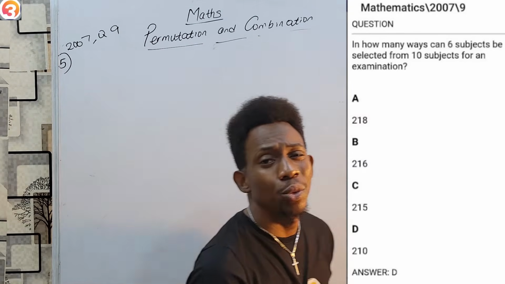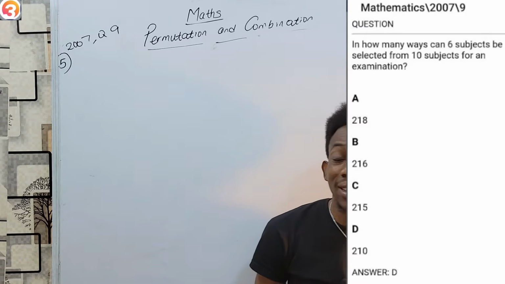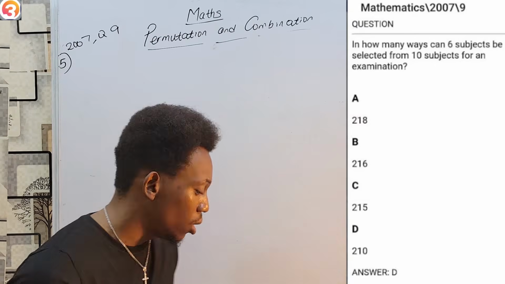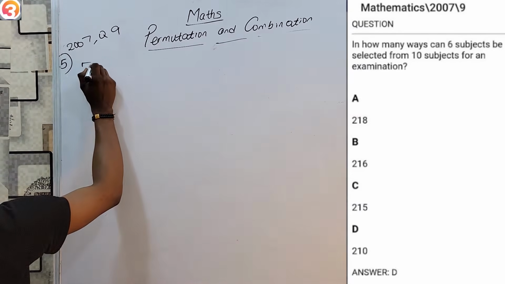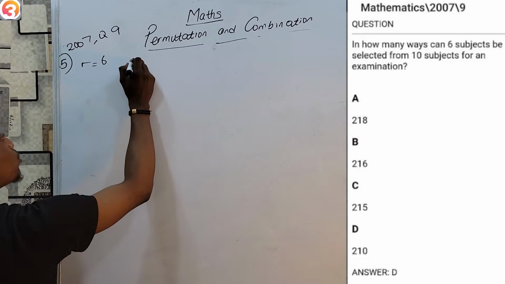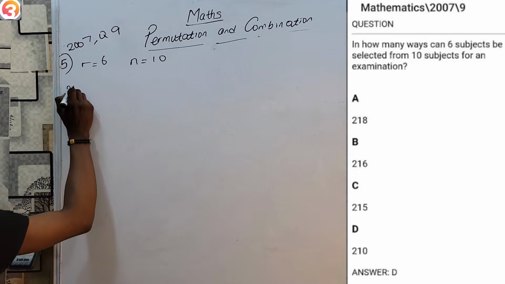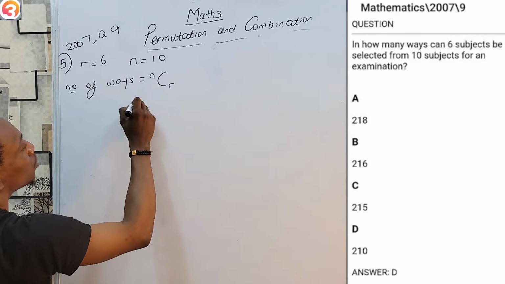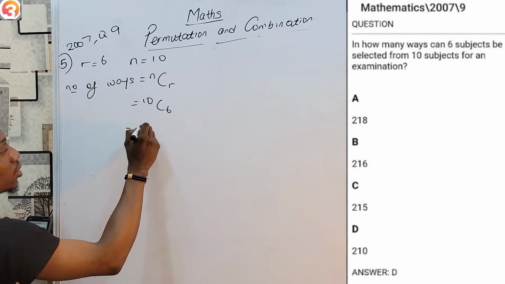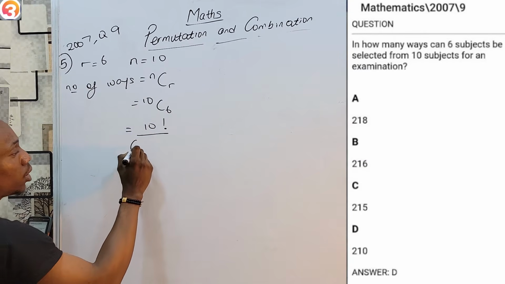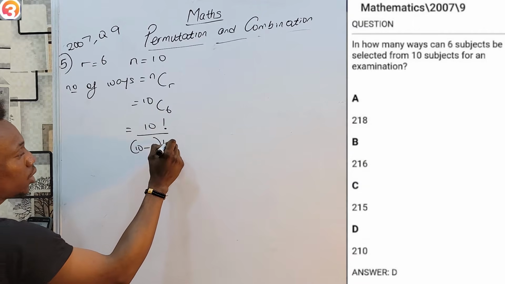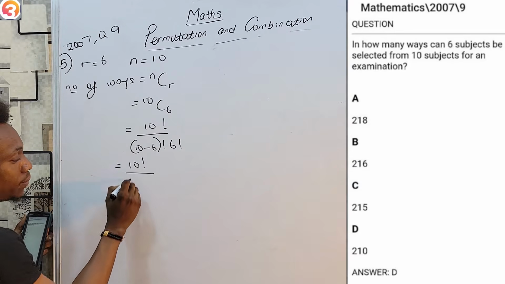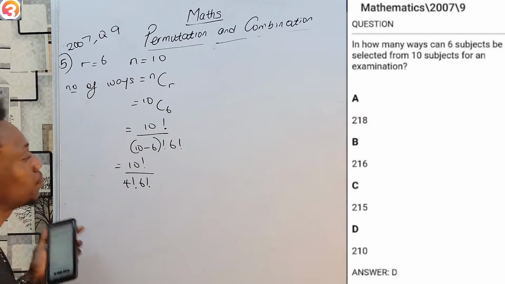You see the logic you have to always put in. Ask yourself, does it matter which one comes first? No. Assuming I choose maths first out of all my options, does that change the nature of my exam? No. It just means that maths is among them. Which means I want to choose 6 as the number I require out of 10 as my total number. As such, my number of ways is n combination r, which is 10 combination 6, which from the formula is 10 factorial over 10 minus 6 factorial, 6 factorial. And as we know, 10 minus 6 is 4 factorial, 6 factorial.